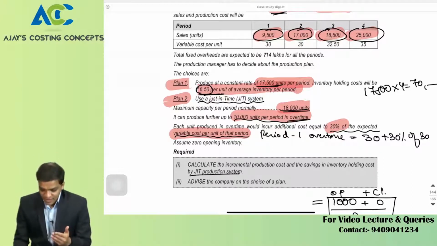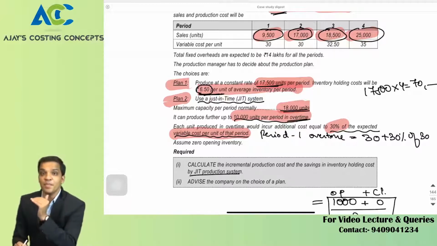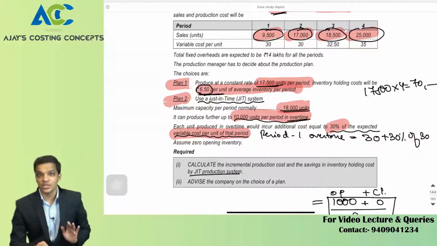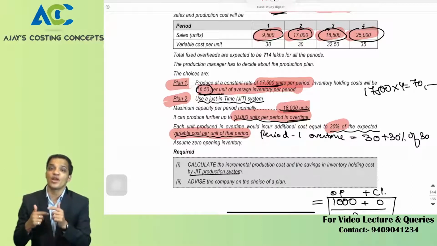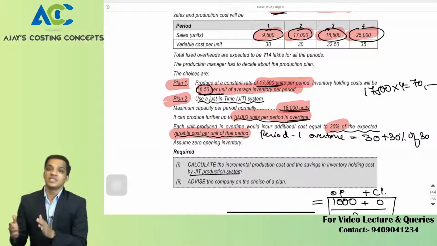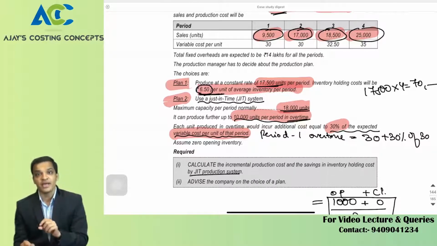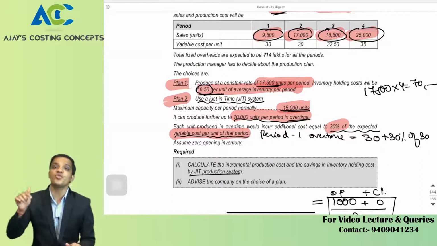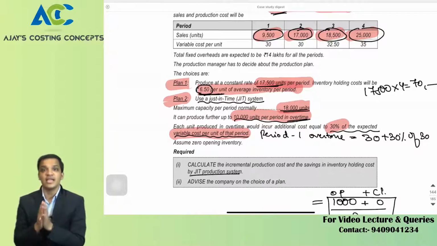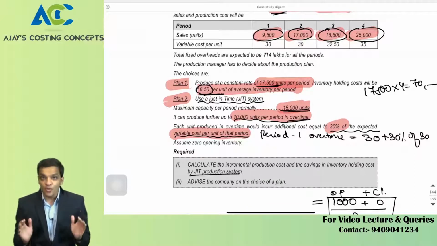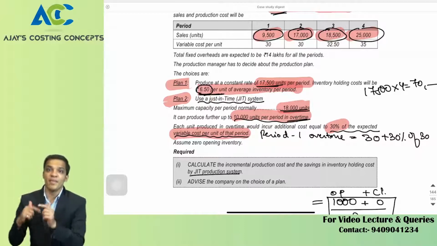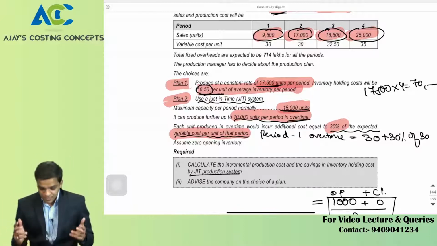But in the third period, the demand is 18,500 units. If I follow just in time, I can produce only 18,000 units. So to fulfill the extra demand of 500 units, I have to go for overtime. The moment we decide on overtime, for those extra 500 units I will incur the variable cost per unit of 32.5, definitely, but I will also incur 30% of 32.5 extra. So the total cost for producing and selling 18,500 units in period 3 would be your 18,000 units at 32.5, and your 500 units at 32.5 plus 30% of 32.5. That would be my total cost for that period.